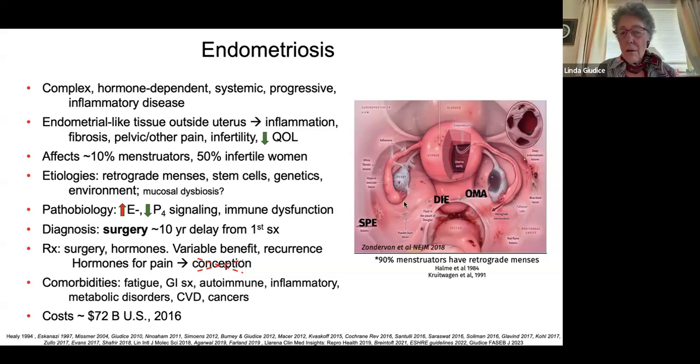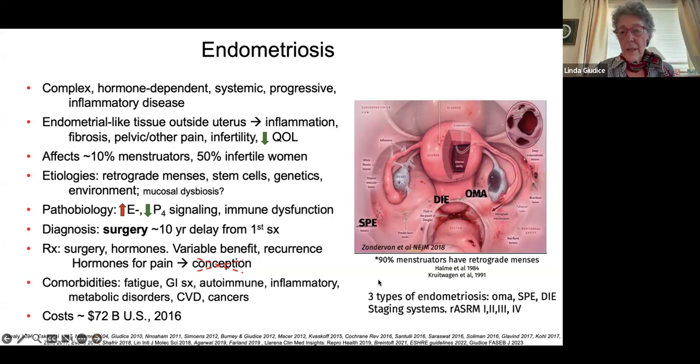And hormones for pain and inhibiting estrogen are not really good for trying to conceive, because if you inhibit the ovary from having a regular cycle, then you need the egg in order to become pregnant. And there's a variety of comorbidities, including fatigue and gastrointestinal symptoms, autoimmunity, inflammatory and metabolic disorders. And in addition to the personal cost to patients, the cost to the healthcare system is about 72 or more billion dollars in the US alone for treatment, diagnosis, fertility therapies, and loss of work. And so you've seen the three types of endometriosis, and the staging systems go from small amounts of disease, but still patients can have significant pain, to large amounts of disease, the higher stage, in addition to scarring.